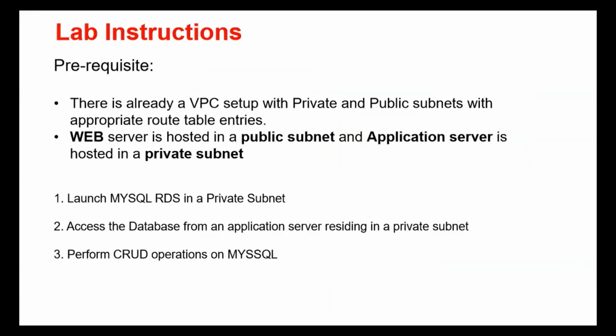Okay, now let's get into the lab demo for how to launch a MySQL RDS in AWS. Before that, I just wanted to share a prerequisite. This is assuming that the setup with a VPC is already there. I already have a VPC, a virtual private cloud, that is set up with both a private as well as a public subnet. So I'm running a web server on a public subnet, and I'm also running an application server on a private subnet. So this setup is already there.